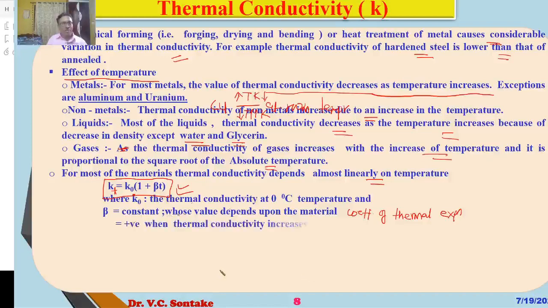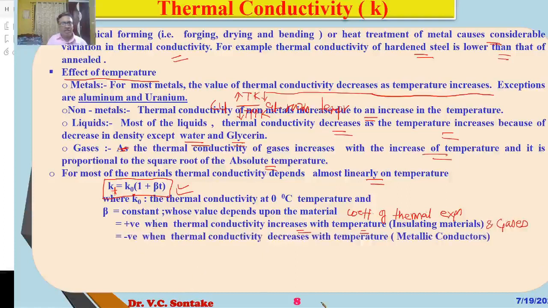For example, the beta value will be positive if thermal conductivity increases with increasing temperature, such as for insulating materials and gases. Here K increases as T increases. The beta value will be negative when K decreases with temperature, such as for metal conductors and liquids.